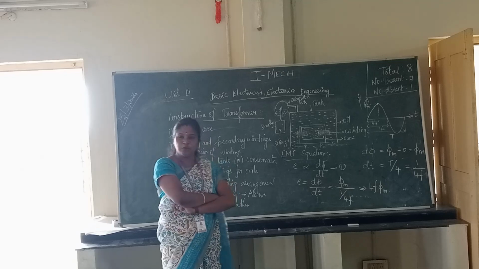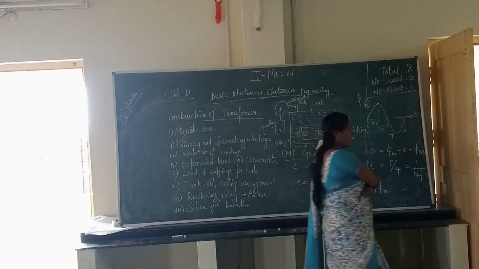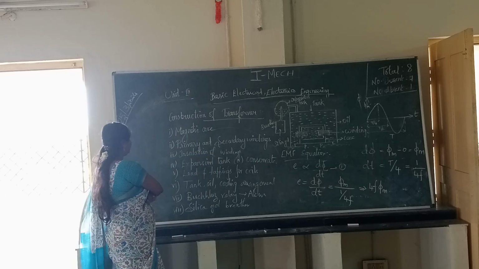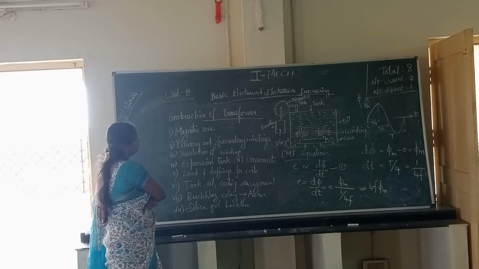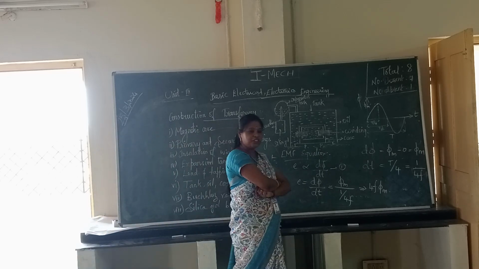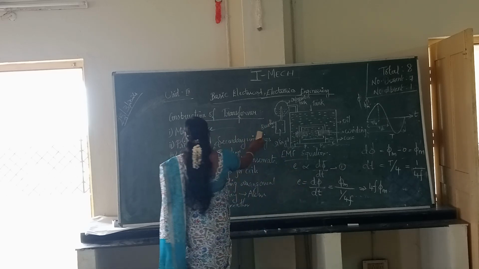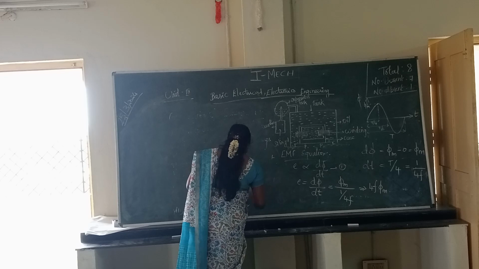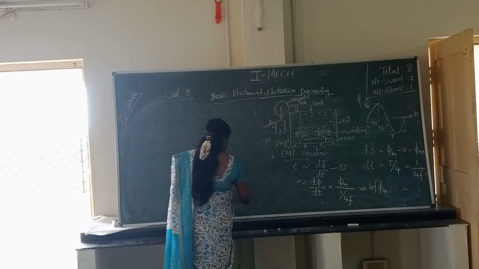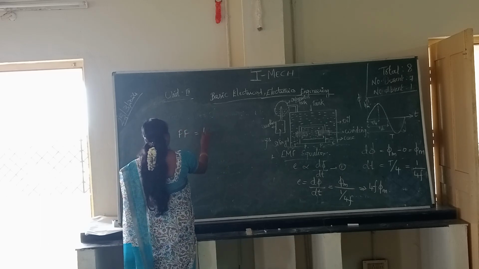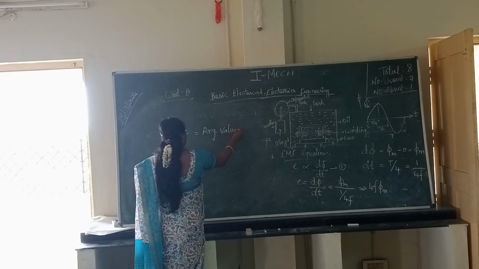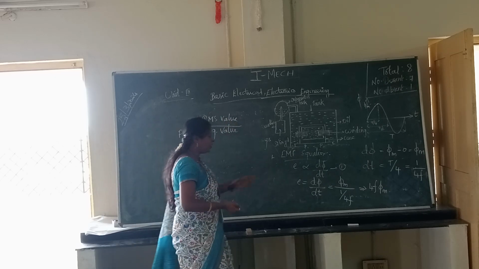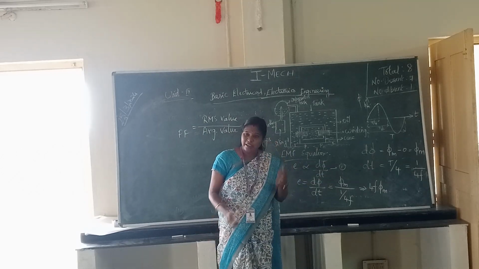Another term, form factor, is equal to RMS value divided by average value. Form factor is nothing but your FF. Form factor is equal to RMS value divided by average value, right? This is your average value, 4f into phi m is your average value.